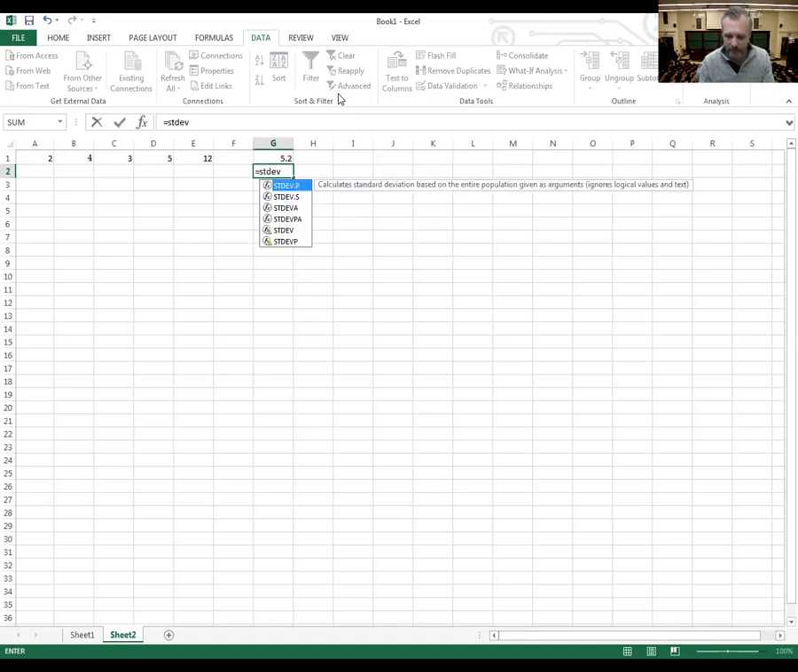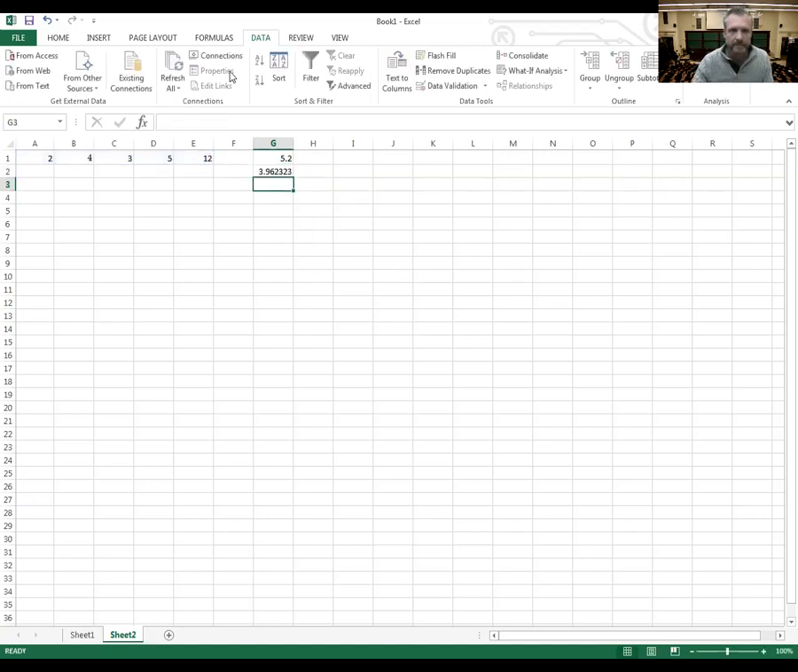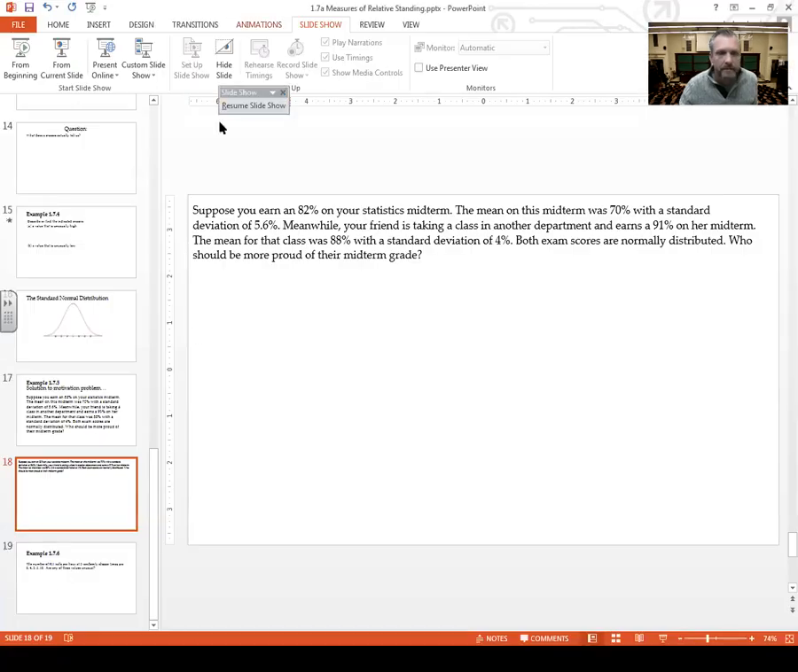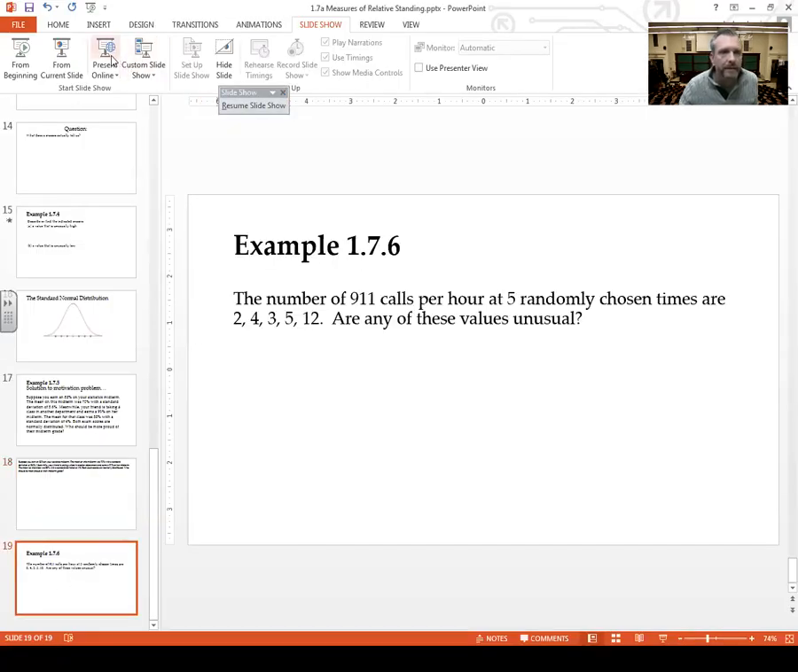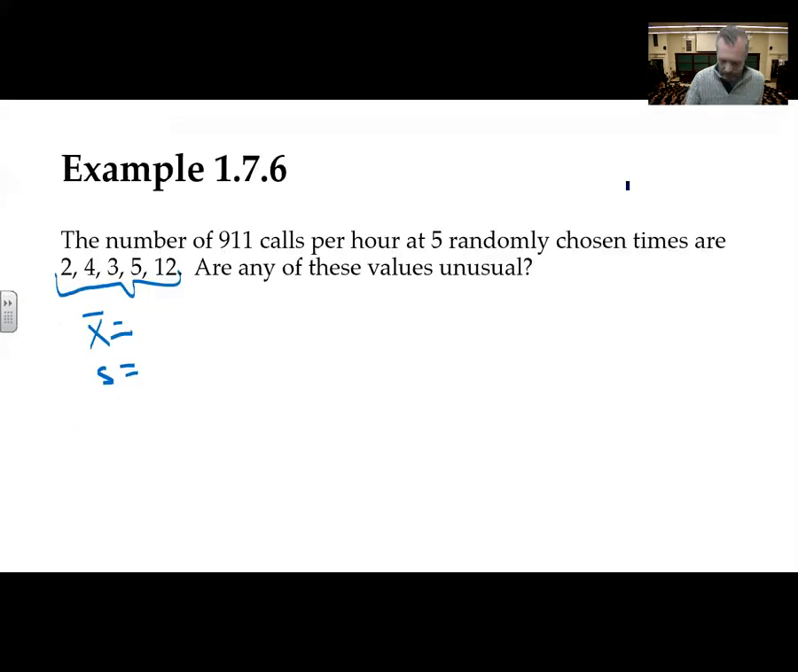And again, remember, this is a sample, so we want STDEV.S. And that will give me the standard deviation. So let's call the mean 5.2 and the standard deviation 3.96. So we've got 5.2 and 3.96.